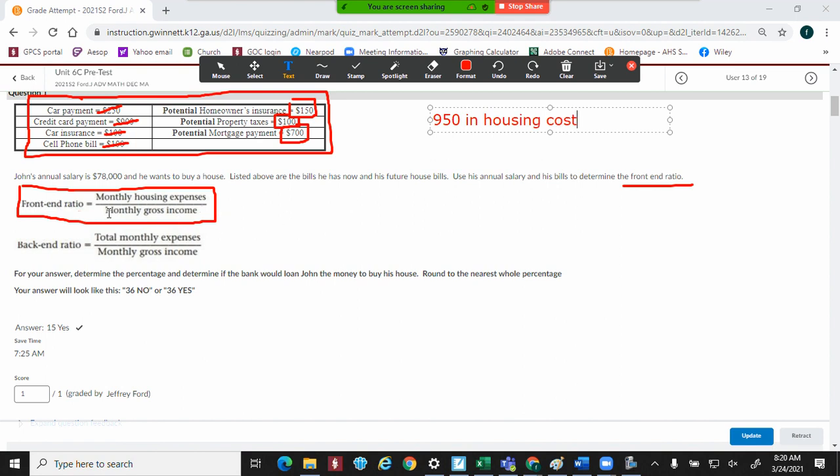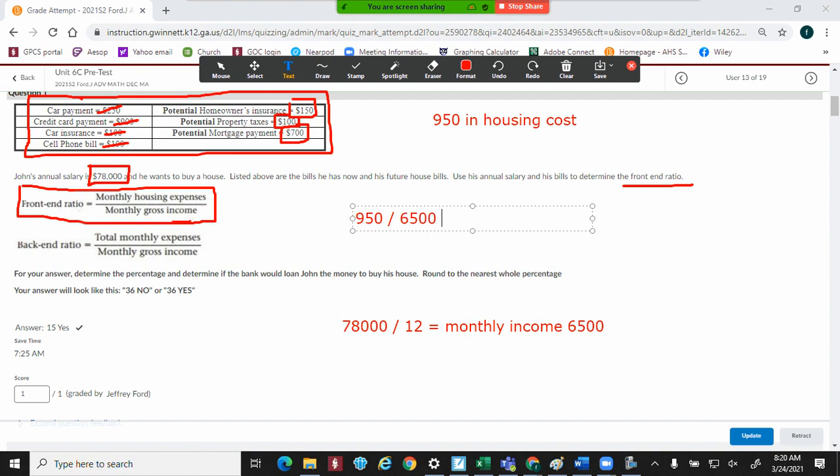If you notice, my denominator is the monthly gross income. But in this particular question, I gave you the annual. So what you have to do is off to the side, you have to think to yourself, okay, if I'm making 78,000 a year, I've got to divide that by 12 to get his monthly income. And so when I do that, 78,000 divided by 12, I get a monthly income of 6,500. So very simply, I'm going to take 950, divide it by 6,500, and when I do the math, I'm going to end up with 15%.